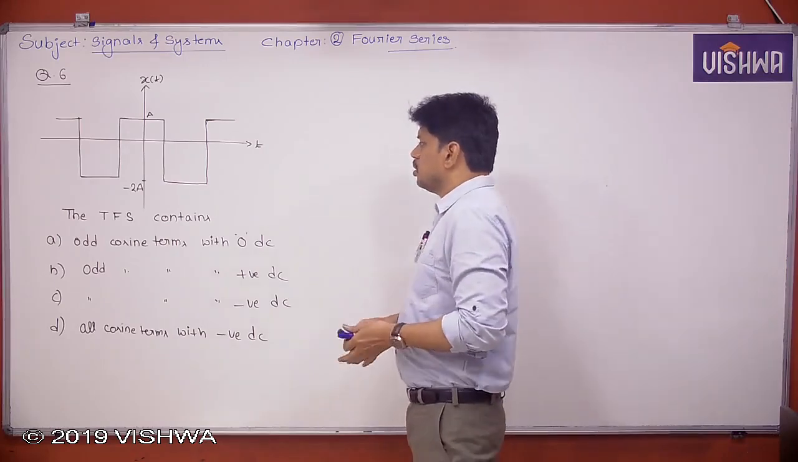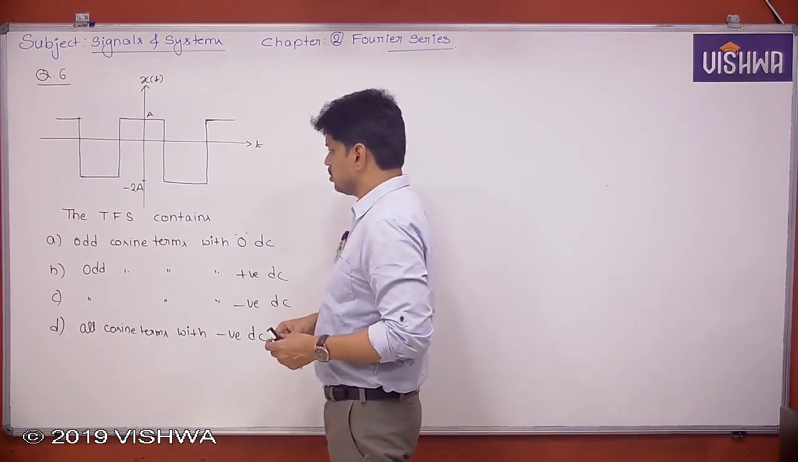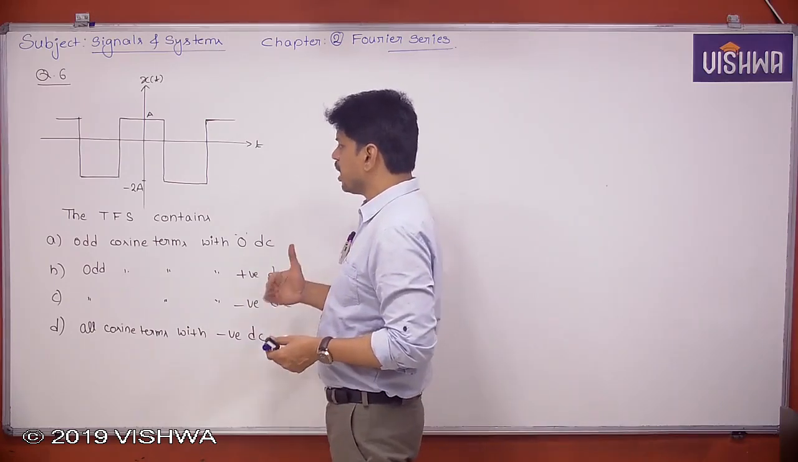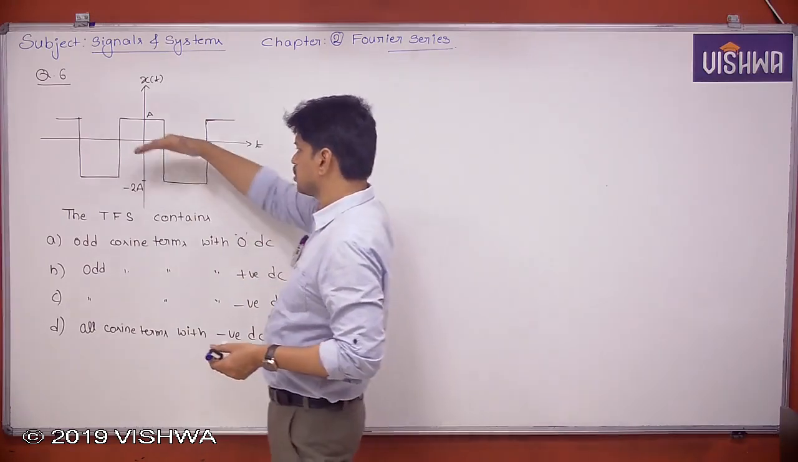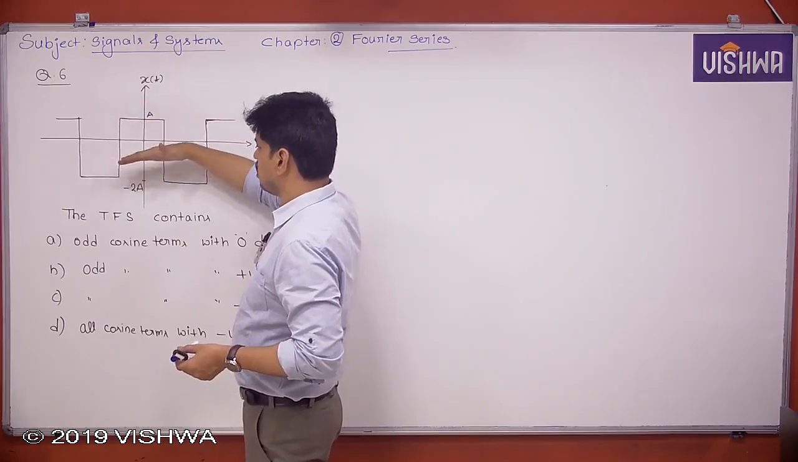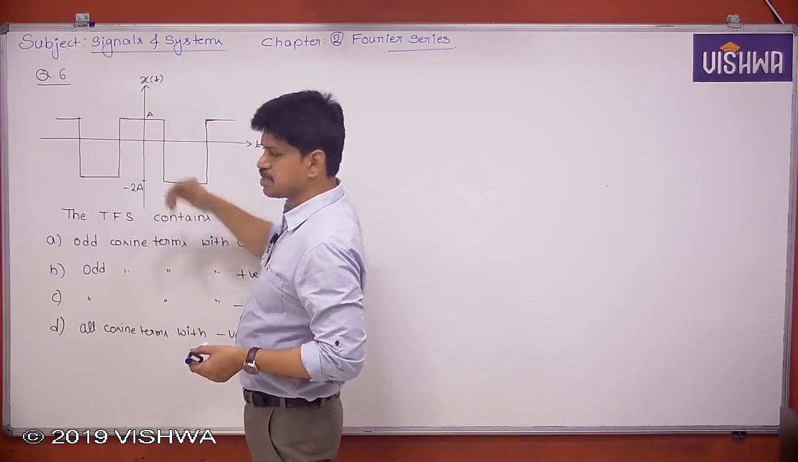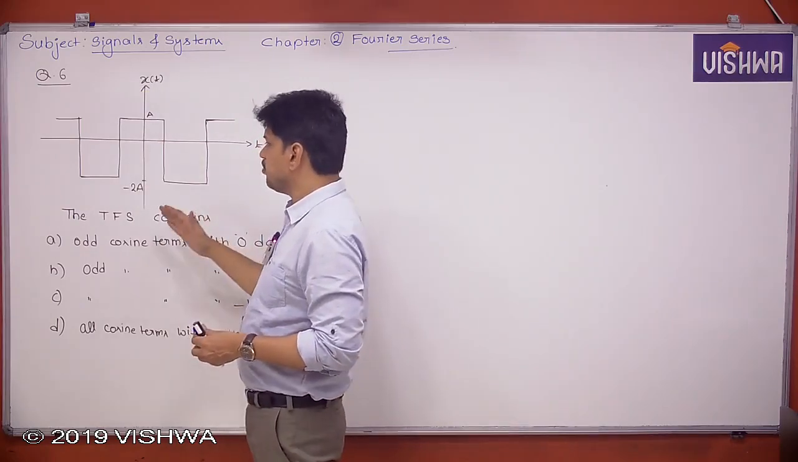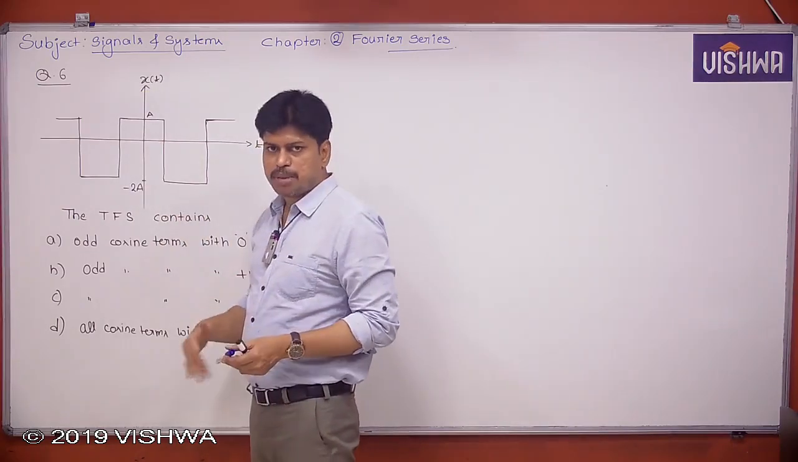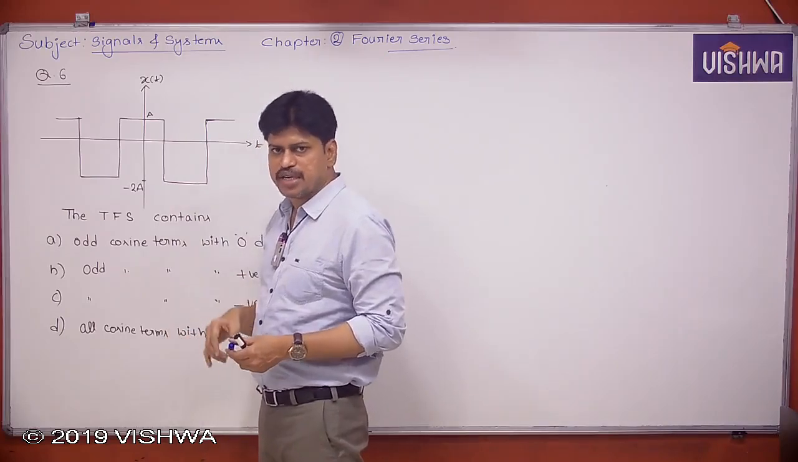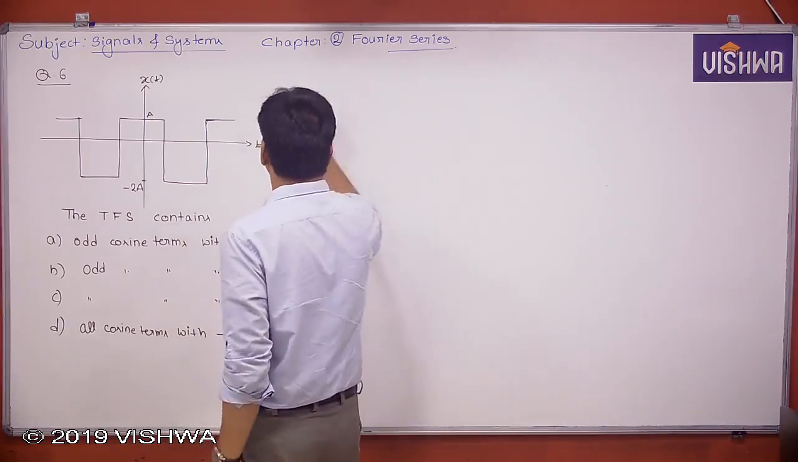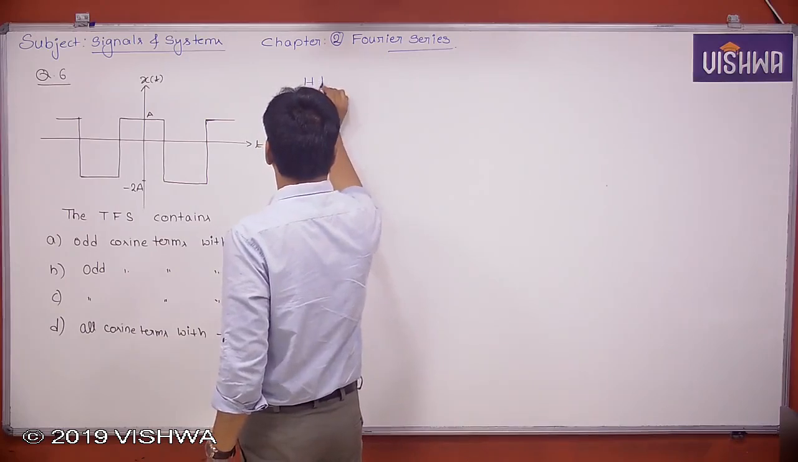Okay, try to understand. First of all, if I manipulate the DC value, suppose I add, let's say, a by 2, then it is going to be a by 2 and minus a by 2. Then it is going to be even and half wave symmetry. So by manipulating a DC value, it is having hidden symmetry.